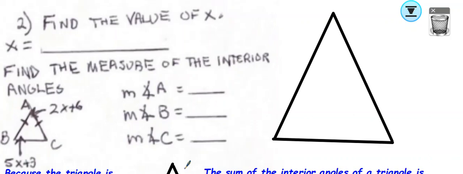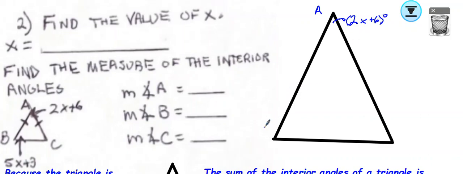All right, in problem number 2, we have a triangle, ABC, and they're asking us to find the value of x and then find the measure of the interior angles. So let's start by redrawing this triangle. So here is angle A here, and this has a measure. They don't have a specific measure, they have an expression, 2x plus 6 degrees. 2x plus 6 degrees. Okay.